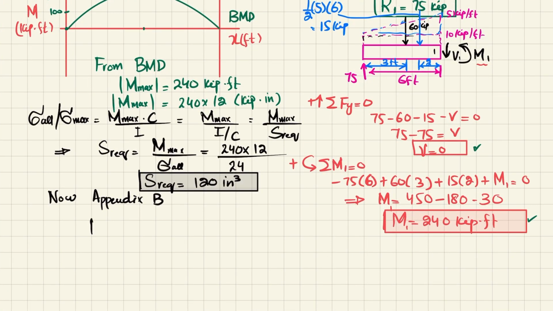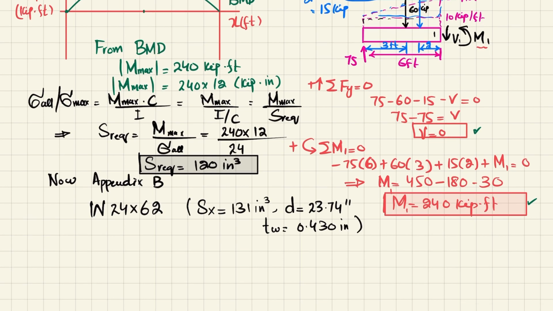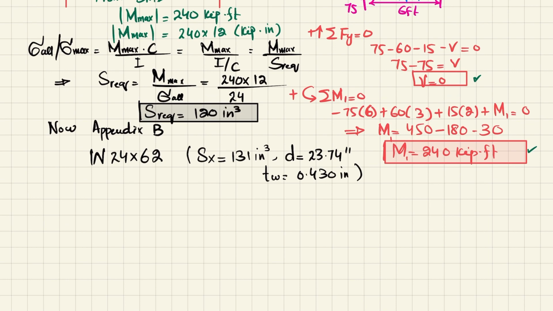So from the appendix, we get W24 by 62. Clear? Having its SX section modulus as 131 cubic inch. Depth of this beam is 23.74 inch, and thickness of its web is 0.430 inch. So we have selected this beam. This is the required beam, but we will check it with the shear.